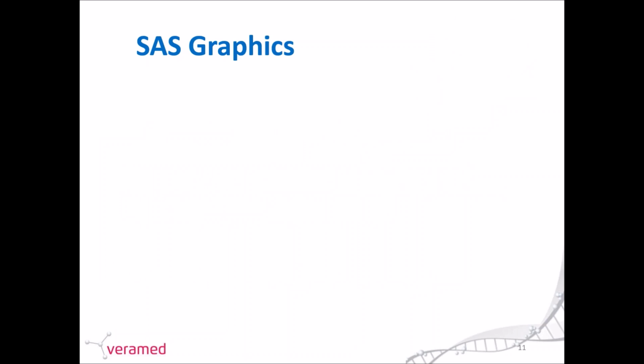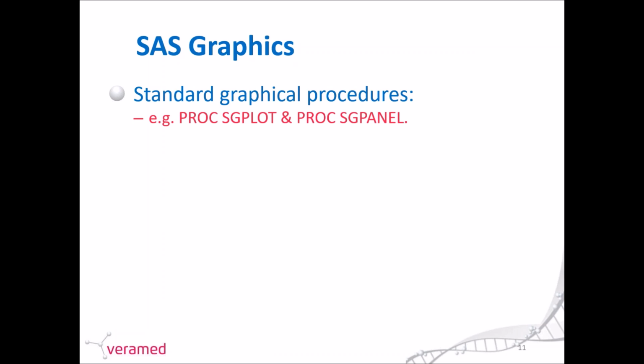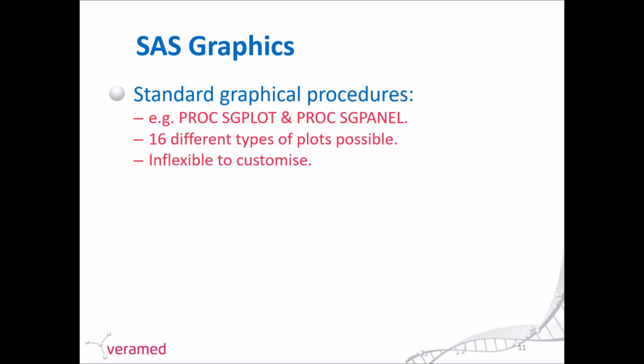So talking about graphs in SAS, there is the standard procedures. So this is your SG plot, SG panel, and these are quite useful. There's 16 different standard graphs that you can produce. However, they are quite inflexible, hard to customize. So it's simple to get to a basic output that might be close to what we want to produce, and then you're going to spend a lot of time attempting to fiddle with your code and attempting to produce the output you actually want, and might not be able to get there at all.